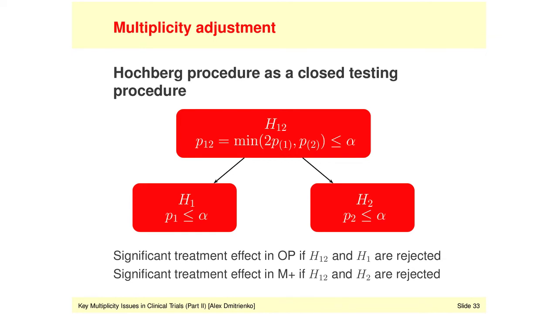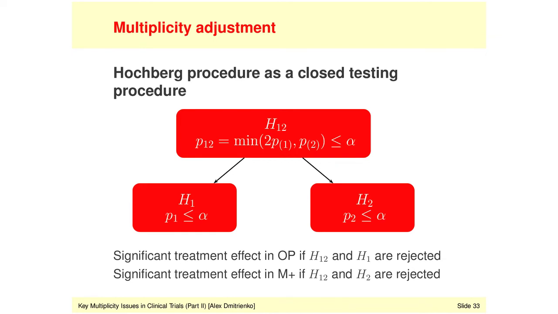First of all, we need to define a closed family, which includes all possible intersections of the hypotheses of interest. There are 2 null hypotheses in this multiplicity problem, and this leads to 3 possible intersections. Those intersections are presented on this slide using orange boxes. At the top of this diagram, we see the intersection of the 2 null hypotheses, which is H12, and in the bottom level, we see 2 orange boxes that correspond to the original null hypotheses.